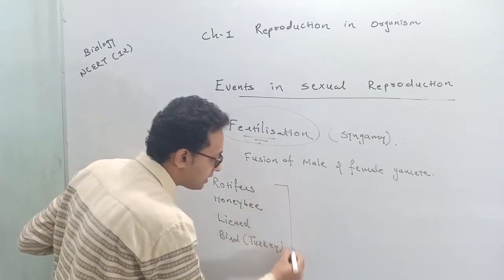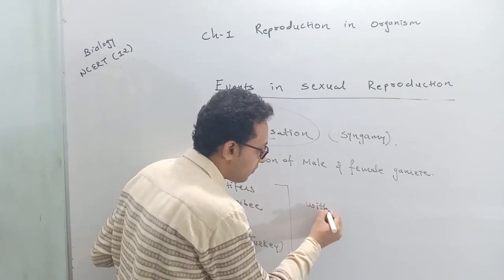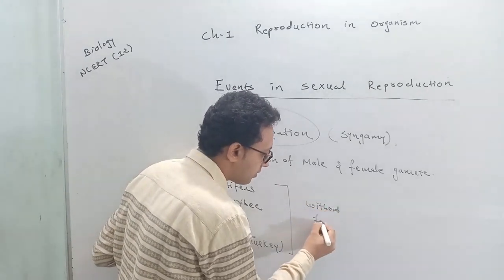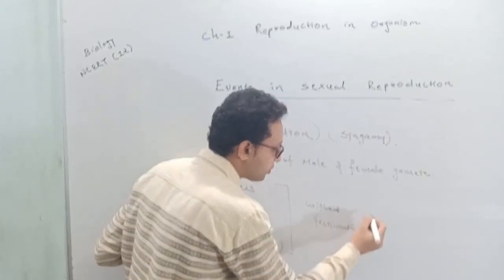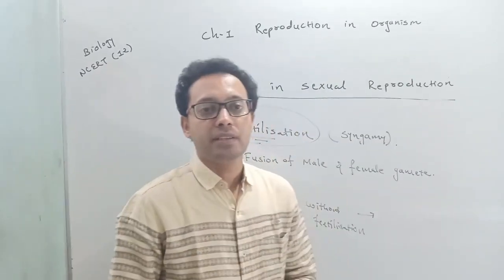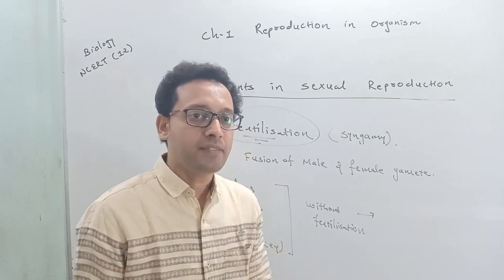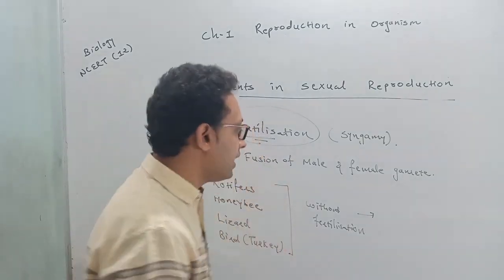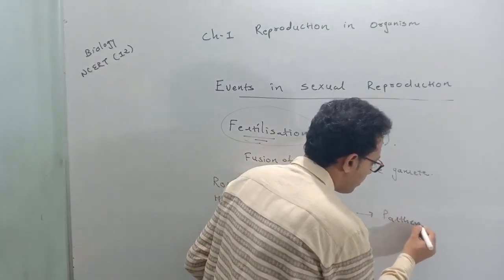In these cases, the development of offspring occurs without fertilization. That means the offspring is produced by the development of a female gamete, by the development of a female gamete only. There is no fusion of male and female gamete. These are the exceptional cases, and such kind of development is called parthenogenesis.